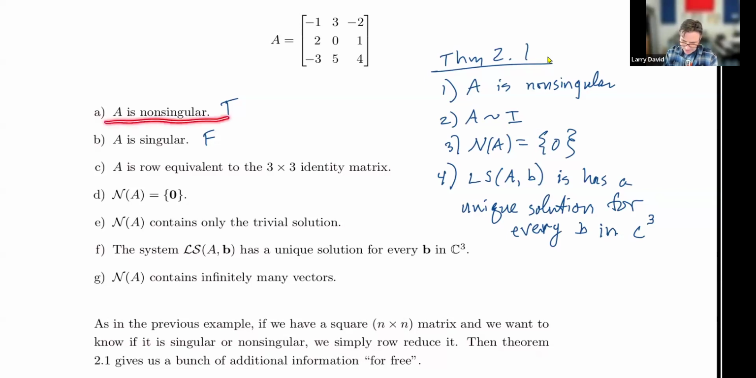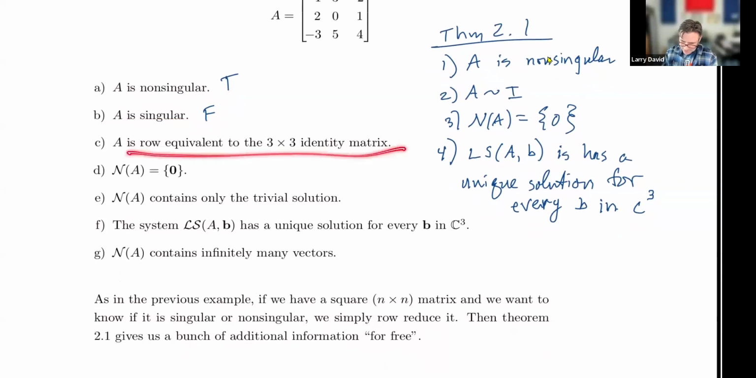If I figure out that A is true, that means B has to be false. A is row equivalent to the 3 by 3 identity. Well, yeah, that's true. We just figured that out. The null space of A is the empty set. That's true. That's statement 3. Let's see. The null space contains only the trivial solution. Okay, well, we have to do a little translation here. What's the trivial solution? The trivial solution is the set containing the 0 vector.